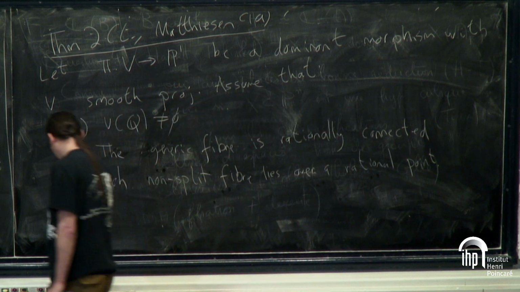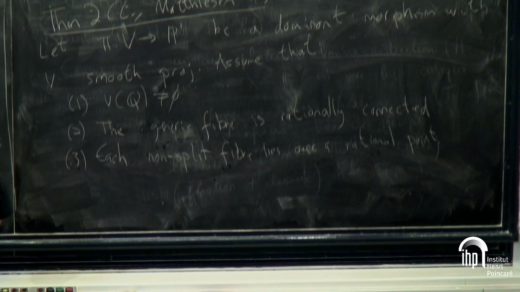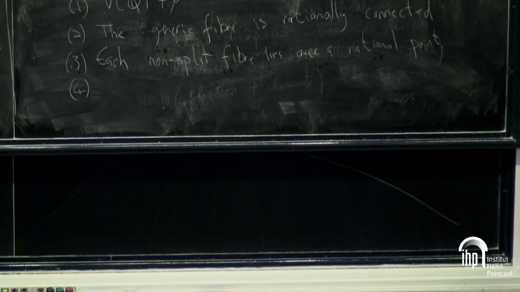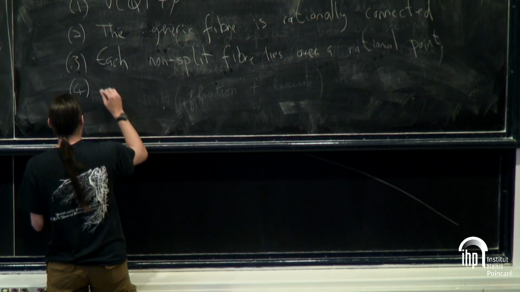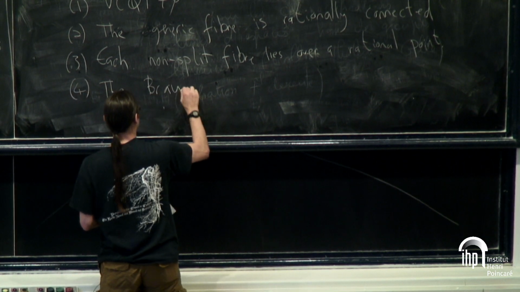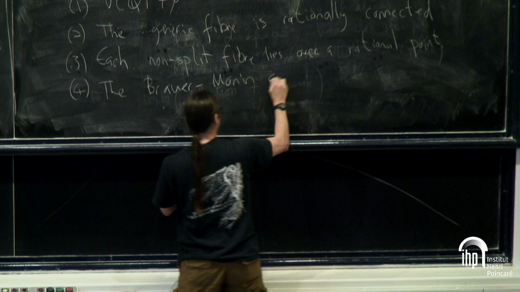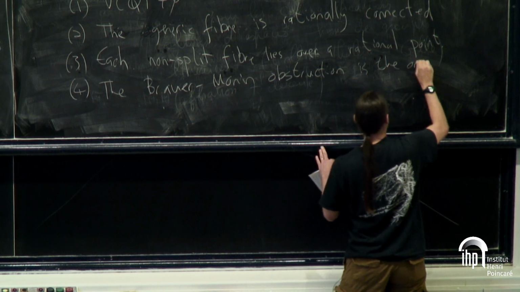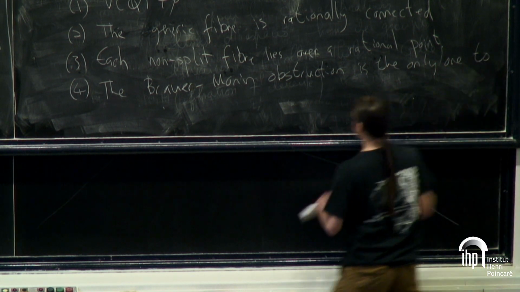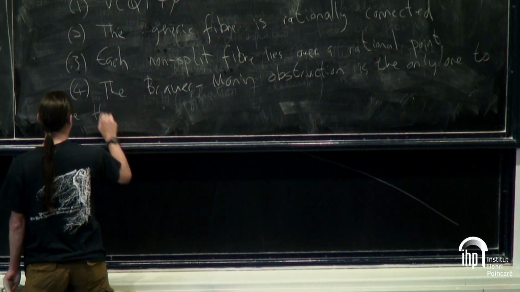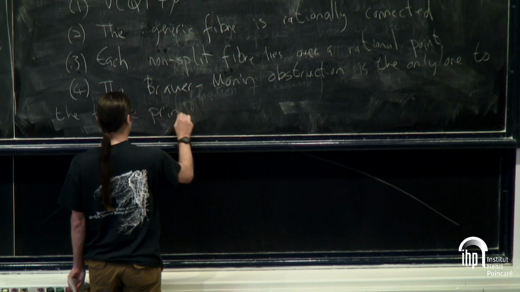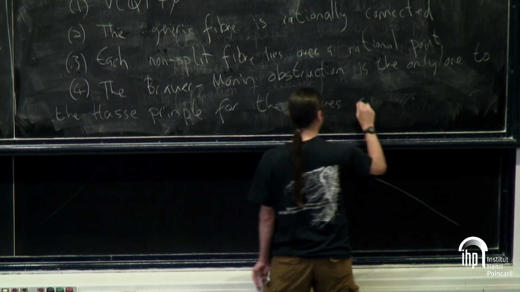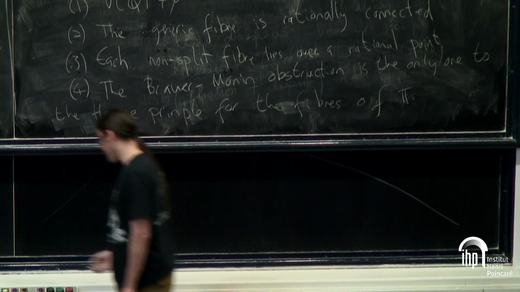Yeah, we want to have some control over the Hasse principle, so we need to assume that the Brauer-Manin obstruction is the only one to the Hasse principle for the fibers of pi. Great.